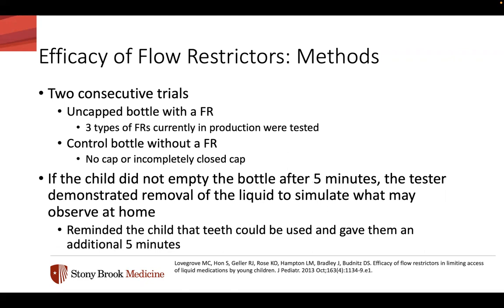So they gave them 5 minutes. Initially they told them to get all the medication out of the bottle. And if they didn't empty the bottle after 5 minutes, the tester demonstrated how you would take the liquid out at home to simulate what they might see. So then they could kind of go and replicate it.